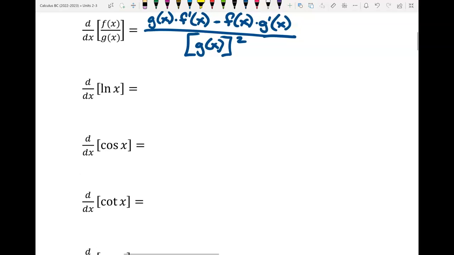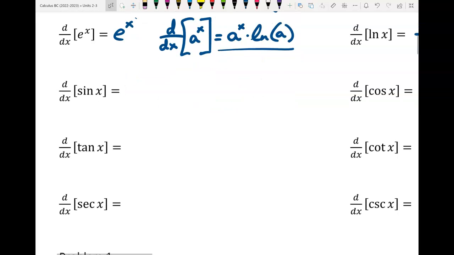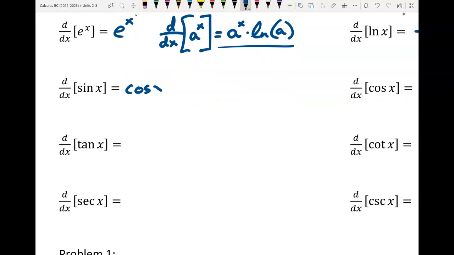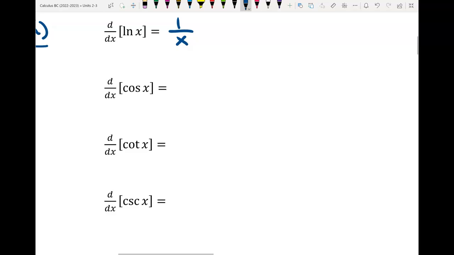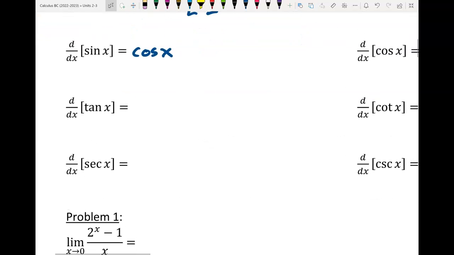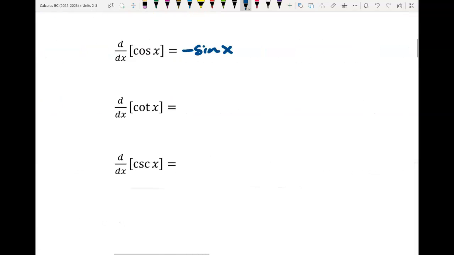All right, the derivative of natural log would be 1 over x. The derivative of sine is cosine, it's easy. The derivative of cosine is negative sine. And the derivative of tangent is secant squared. And again, as long as you know up to there, you're good. These other three trig ones, if you can remember them, great. If you can't, it's okay as well.